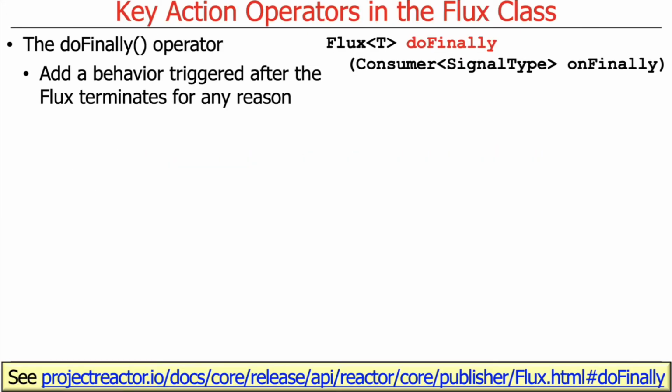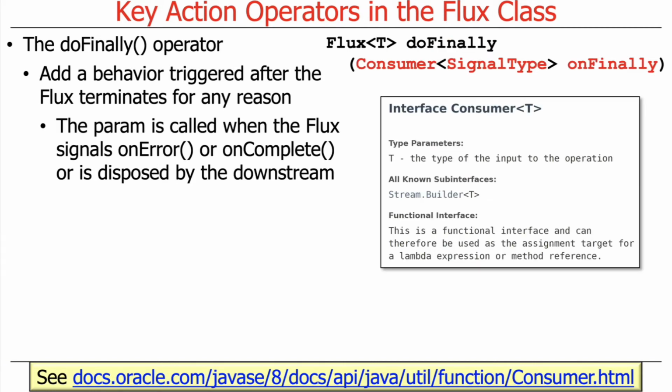So the doFinally operator adds a behavior that's triggered after the Flux terminates for any reason. It terminates normally, it terminates abnormally, whatever the reason is, doFinally gets called. And you can think of this as basically being sort of like a destructor, if you will, that you might have in a language like C# or C++. It obviously is not a destructor, but it plays a similar role. It gets called when the Flux stream is basically going away, when it terminates.